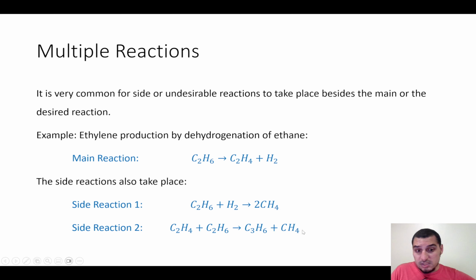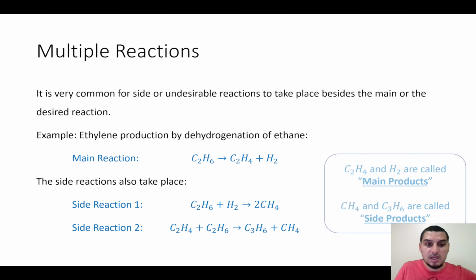So these reactions are undesired reactions. They are not the reason why we made the reactor. They are reactions that are called side reactions. So this is not something I would like. That's why the ethylene and hydrogen are called the main products. Methane and propylene are called side products. Then this is the main reaction, and these are the side reactions.